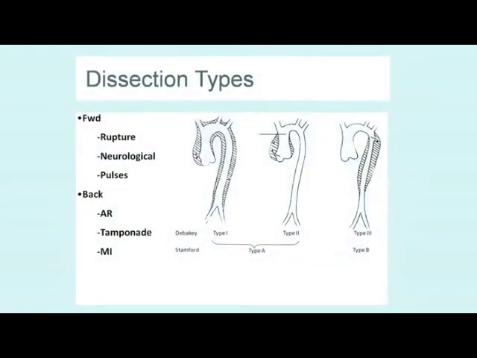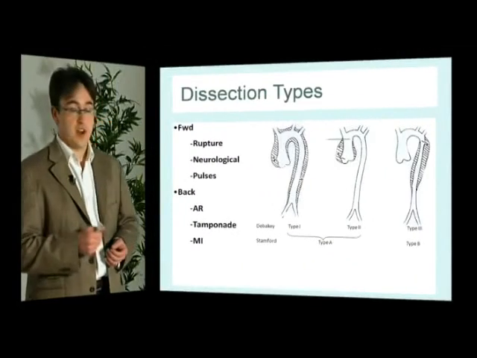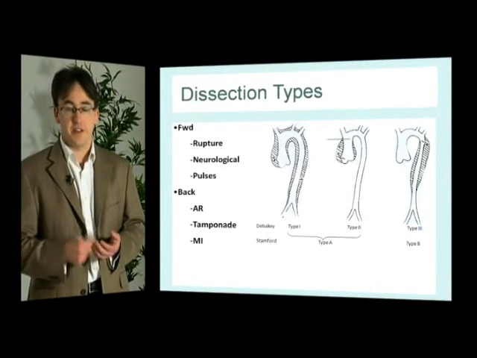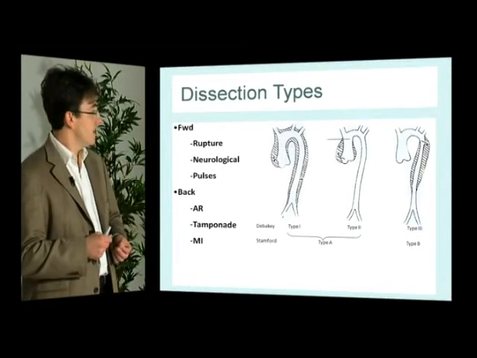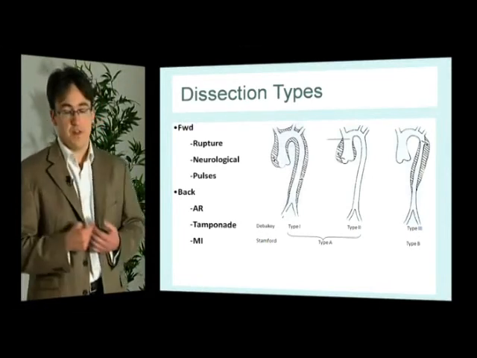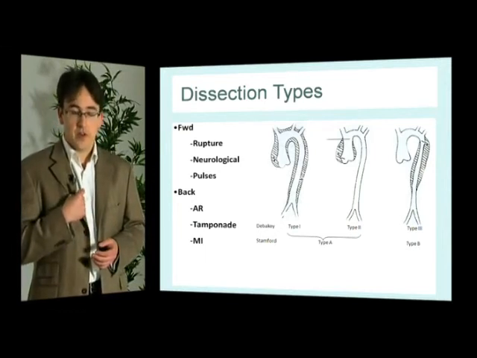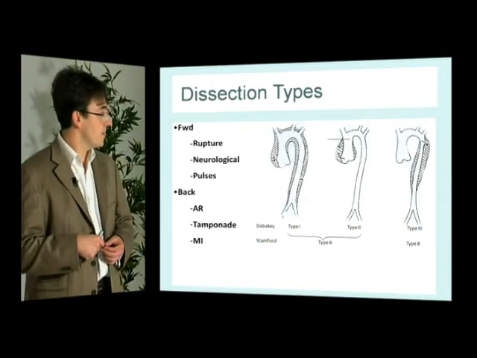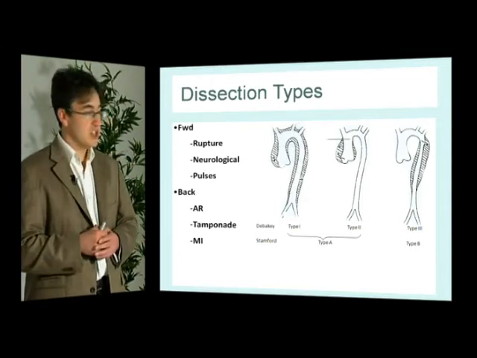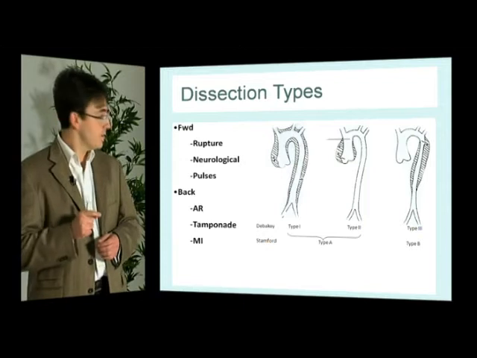There are two broad classifications of dissections which you should know about: DeBakey and Stanford. The DeBakey classification is divided into type 1, type 2 and type 3, as you can see illustrated here. A DeBakey type 1 on the left-hand side of your diagram involves an area extending from the aortic root all the way down to the iliac arteries. A type 2 in the middle just involves the aortic root.